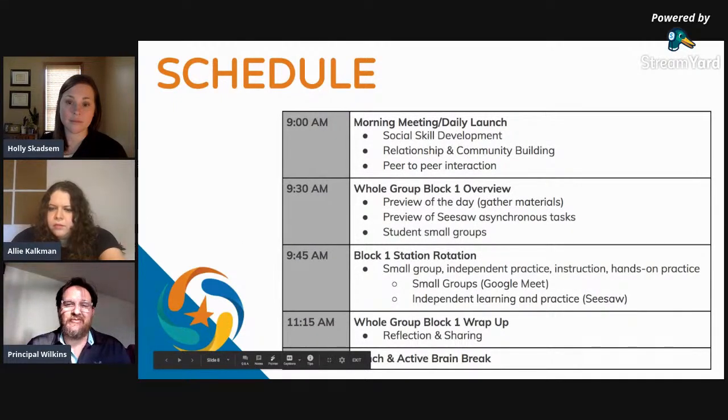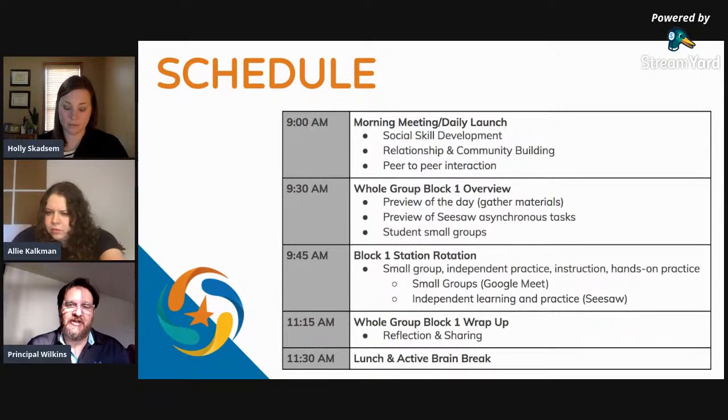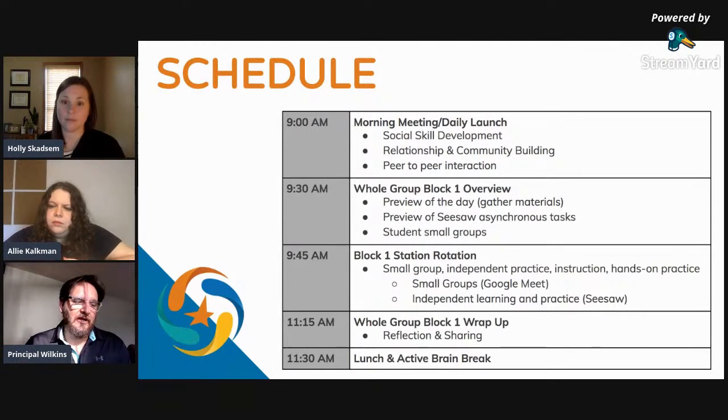And then when they do some of the station rotation independent practice, there'll be opportunities where they will do something on the side. It might be something hands-on. It may be a worksheet or document that was shared with them at pickup that they would take home and work on. So it's not all FaceTime on a computer. There also is some hands-on practice built into the schedule during the day.